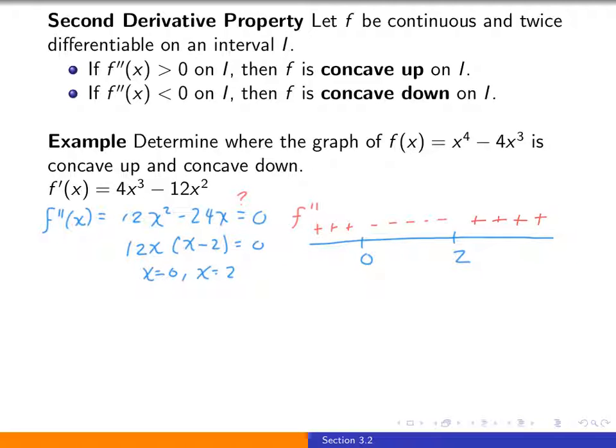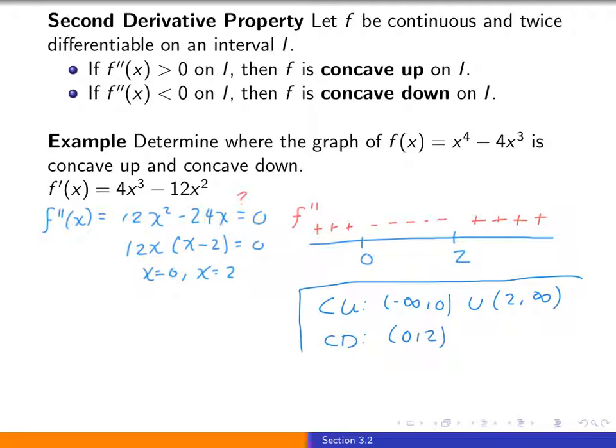Looking at the sign of f double prime, wherever f double prime is positive, we are concave up. Wherever it's negative, we are concave down. So we have two intervals where we are concave up: -infinity to 0 and 2 to infinity. And we have one interval where we are concave down, 0 to 2. A very important observation when determining concavity is that it's the sign of f double prime that you are interested in. So we find that second derivative, set it equal to 0, and figure out what happens in between those zeros.